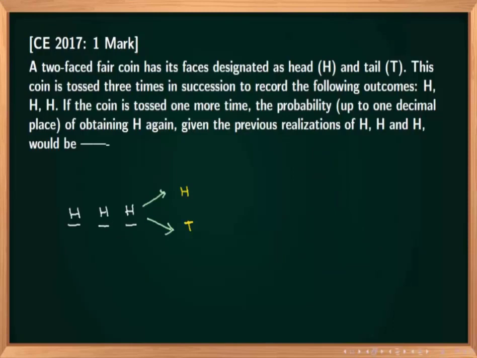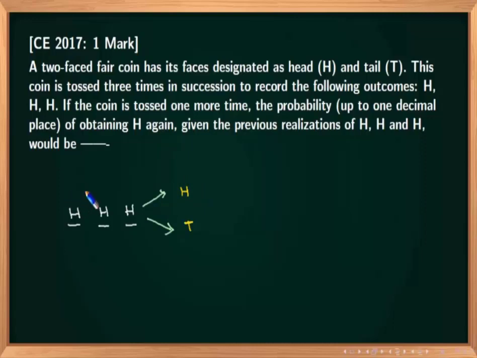A two-faced fair coin has its faces designated as head and tail, represented by H and T. This coin is tossed 3 times in succession to record the following outcomes: head, head, head. So 3 times consecutively you have got heads. Now if this coin is tossed one more time, what is the probability, up to 1 decimal place, of obtaining head again, given the previous realizations of H, H and H? The given condition is that the previous 3 tosses were all heads. Now you need to find the probability of getting a head again.